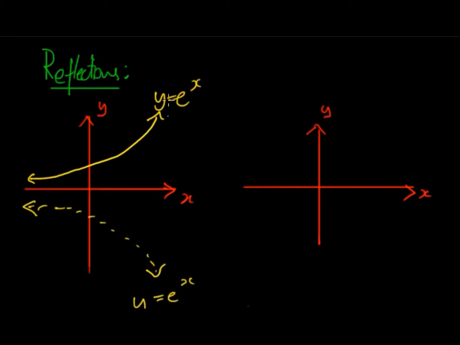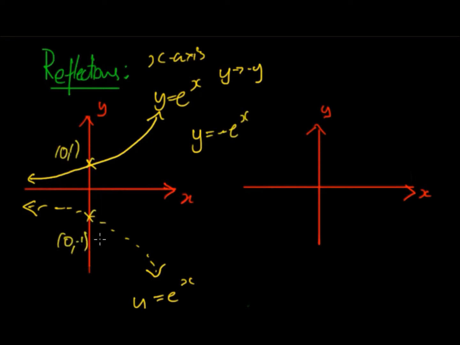And then when you reflect in the x-axis, we're replacing y with negative y. So that means we're going to get y is equal to negative e to the x. And we can see why that's the case. That point there will become (0, 1) to (0, negative 1). So at the moment, the asymptote stays the same.